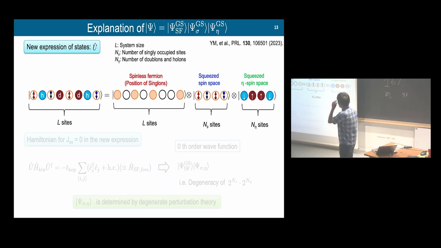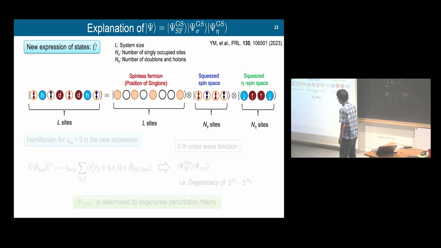So to this end, let's think of the L-site system with an N_s number of singly occupied sites and an N_eta number of doublons and holons. So firstly, we introduce a new representation of the original state. Here I show the idea schematically. The left-hand side is the original representation of a state, and the right-hand side is a new representation. It consists of three parts: spinless fermion, squeezed spin, and the squeezed eta spin.